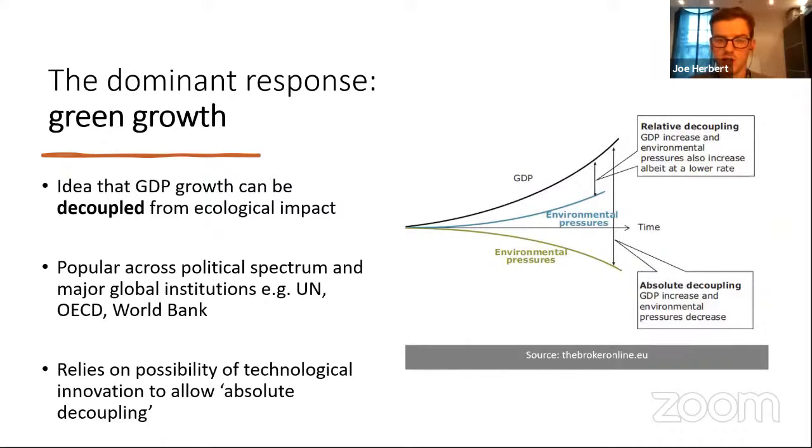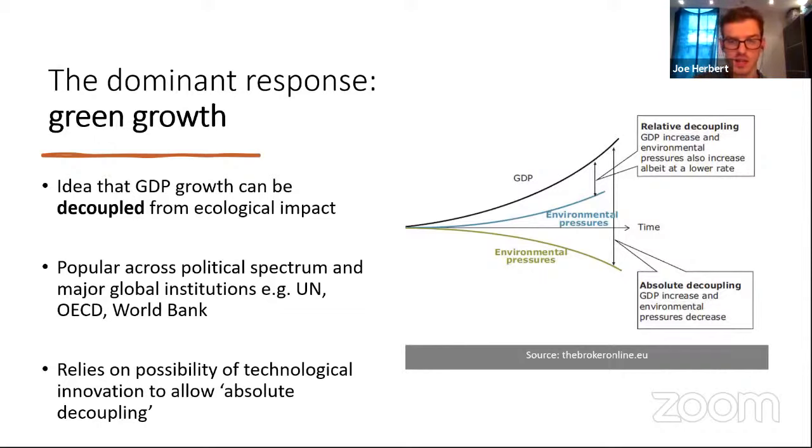And there are two different types of decoupling that we can talk about really. So on the one hand, as you can see in this diagram here, you can have relative decoupling. That's when GDP is still increasing and environmental pressures or impacts are increasing just at a slower rate than GDP. And then you can also have absolute decoupling. And this is when GDP is increasing and environmental pressures are decreasing, theoretically.